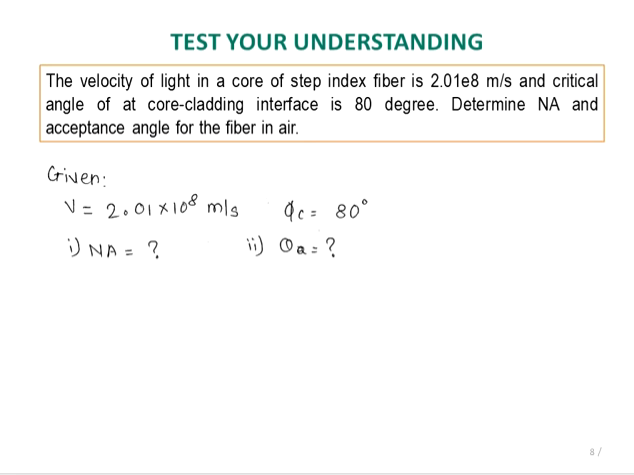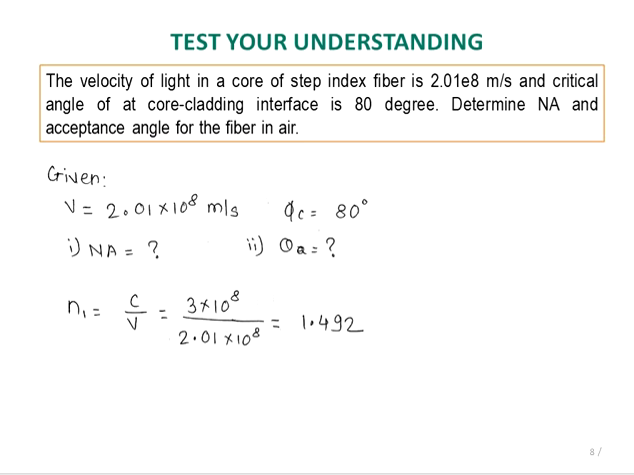Now if you look at the problem, we can recall the formula for NA: (n1 square minus n2 square) raised to 1 by 2, or n1 (2 delta) raised to 1 by 2, or n0 into sine of theta A. If you observe these three formulae, none of the values is directly given. So first we need to find n1. For that we can use the velocity of light inside the fiber core, that is n1 is equal to c by v. So we got the value of n1, 1.492.